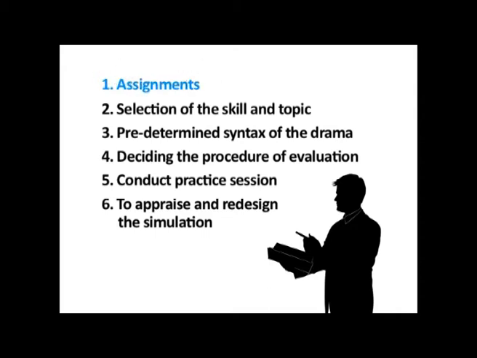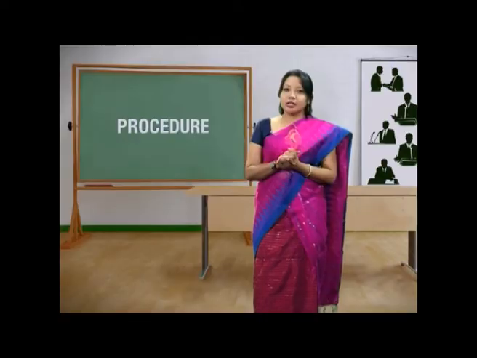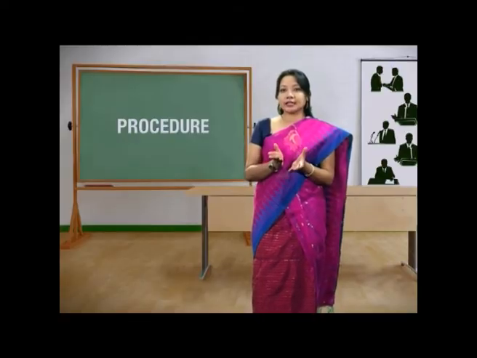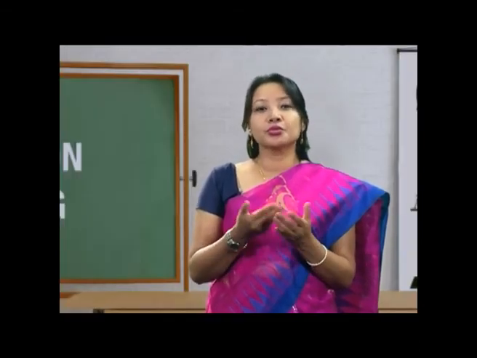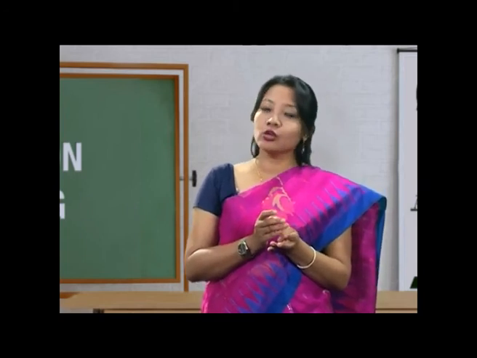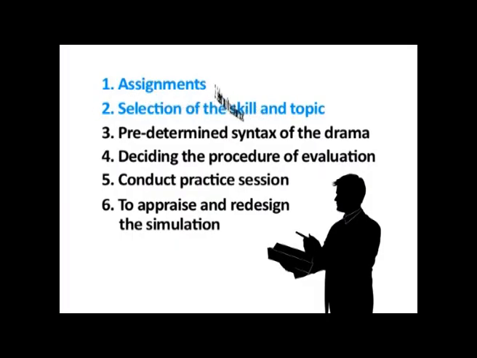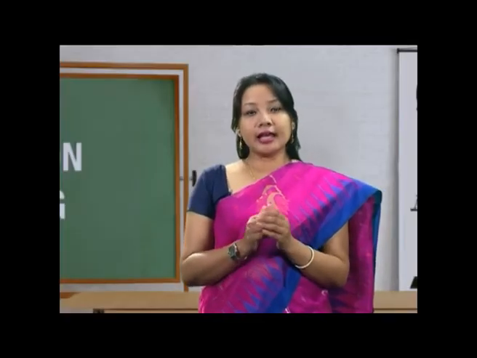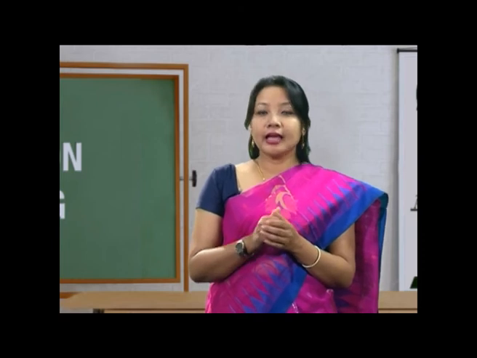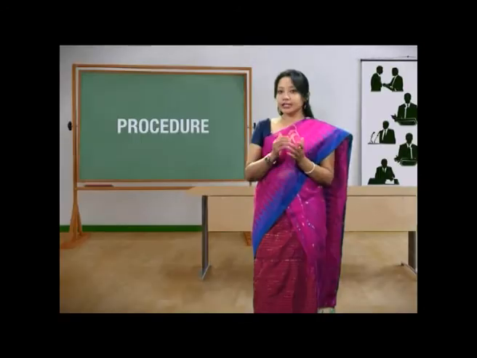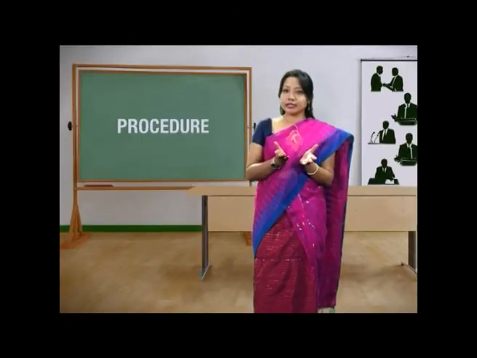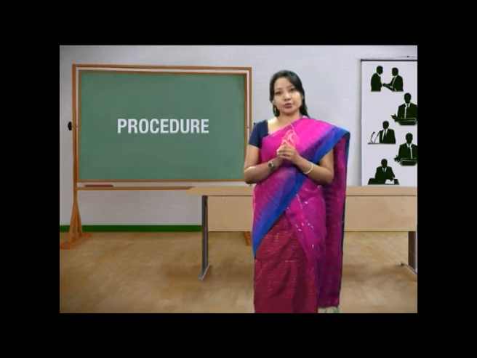Step 1, that is assignments. Each student teacher in the group is assigned a number or letter. A system is built up to rotate the roles so that each individual gets a chance to be an actor, foil, and observer. Step 2, selection of the skill and topic. The group decides and discusses the skill to be practiced and lists down topics of conversation which suit that skill. Each actor can select a topic from this list that makes him comfortable in his role.